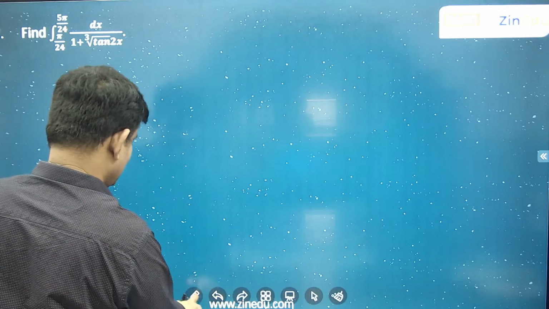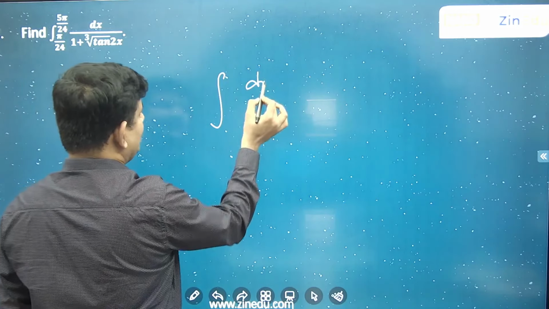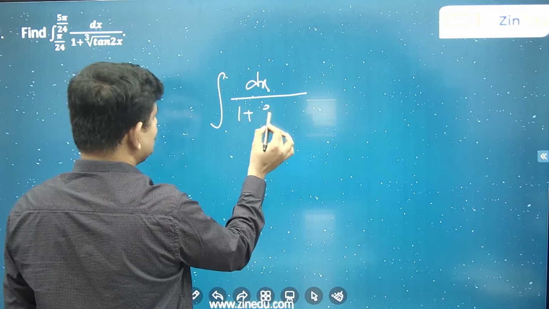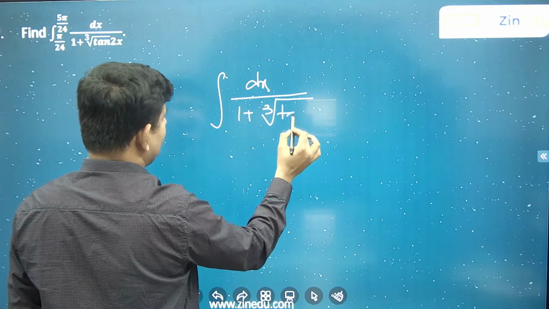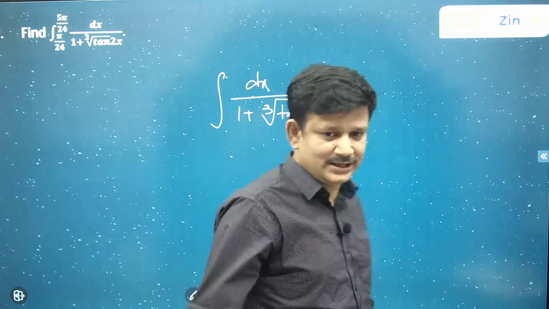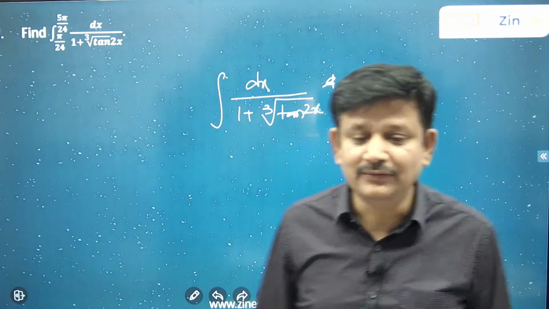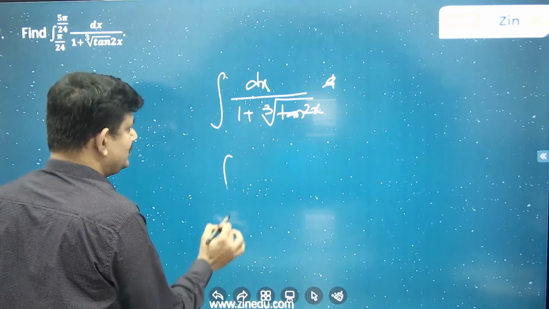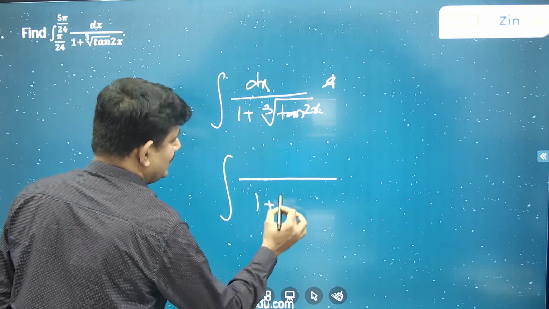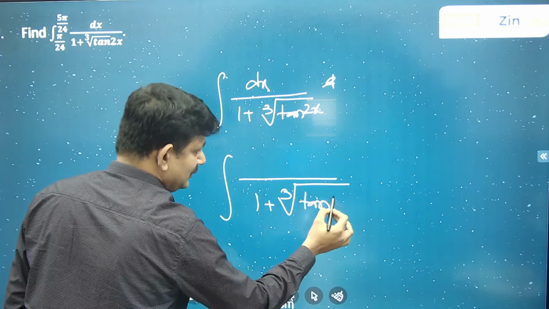Next one, integration, basic integration. Integral dx by 1 plus cube root of... many times you would have done this question, but the only hitch here is that 2x is there. So even inside the question itself, 2x you can call it t. Even while writing the question, don't waste time again for all substitutions.